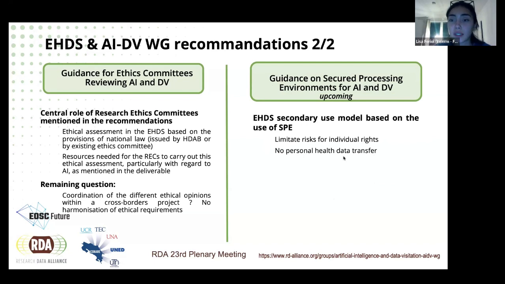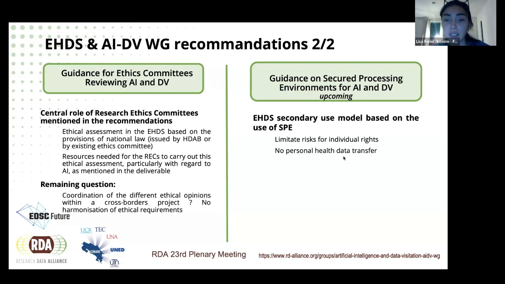Regarding the recommendation on the central role of ethics committees, the EHDS provides for an ethical assessment of requests for access to health data based on national law. Here it is carried out by the health data access bodies or by existing ethics committees. This will require the assessing committees to have sufficient resources to assess requests, particularly for innovative projects involving AI. The provisions here are not clear on how the coordination of different ethical opinions will be managed as part of a project involving access to health data in different countries.